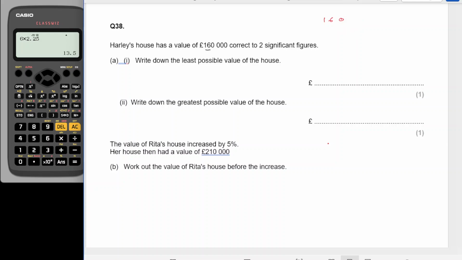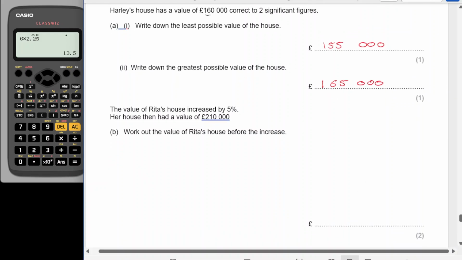160,000, as opposed to 150,000 or 170,000. So halfway between those two numbers, the least possible value, halfway between these two numbers, so 155,000, and the greatest possible value, 165,000. Now I know technically we would round 165,000 up, so you could get away with 164,999.9999999, but we tend to say in terms of bounds 165,000.